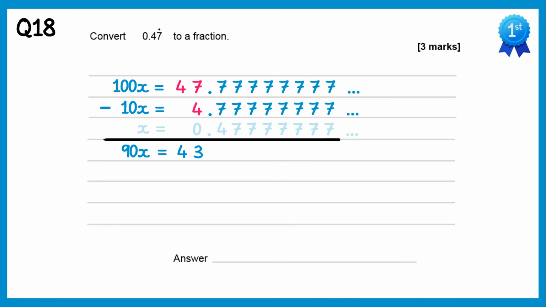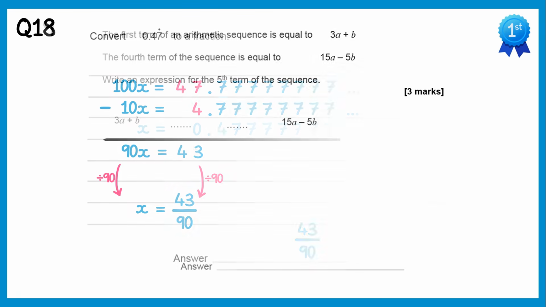So we have 90x equals 43, we divide both sides by 90, divide the left, gives you x, divide the right, gives you 43 over 90. And this one doesn't simplify, so it's 43 over 90.